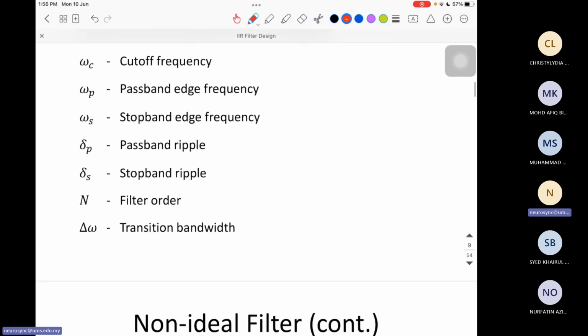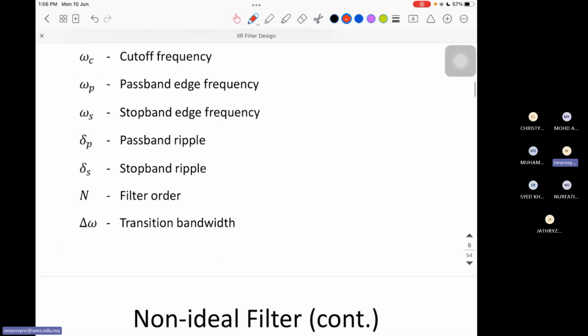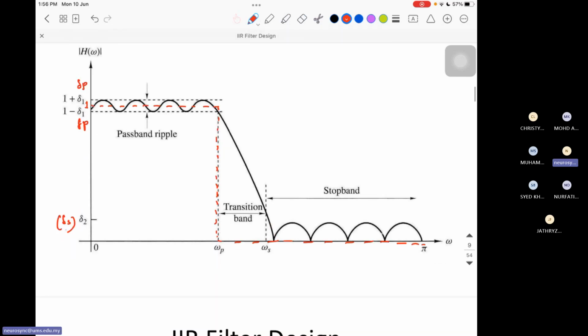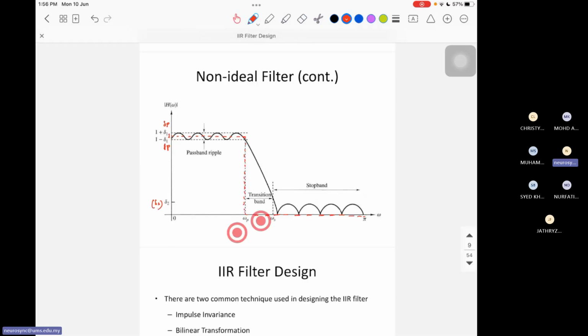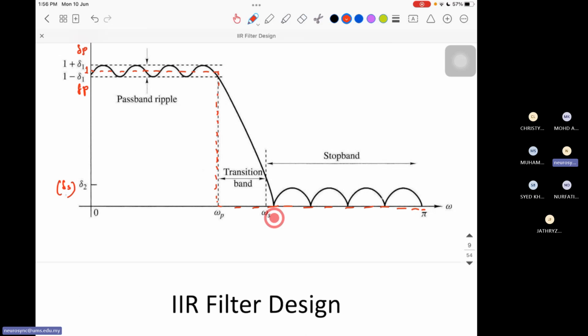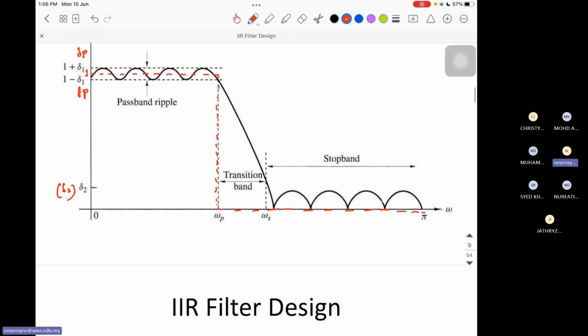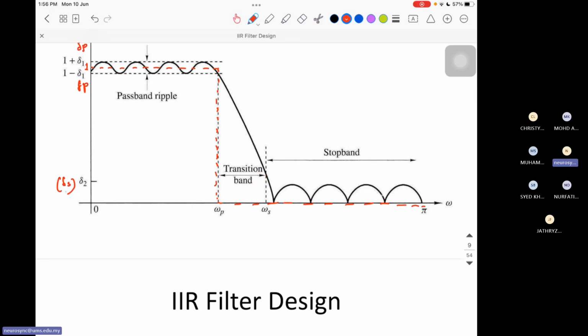Omega p is the pass band edge frequency. Okay, this is the pass band edge frequency. Omega s is the stop band edge frequency. And the transition band is this, between omega p and omega s. This is the transition band.